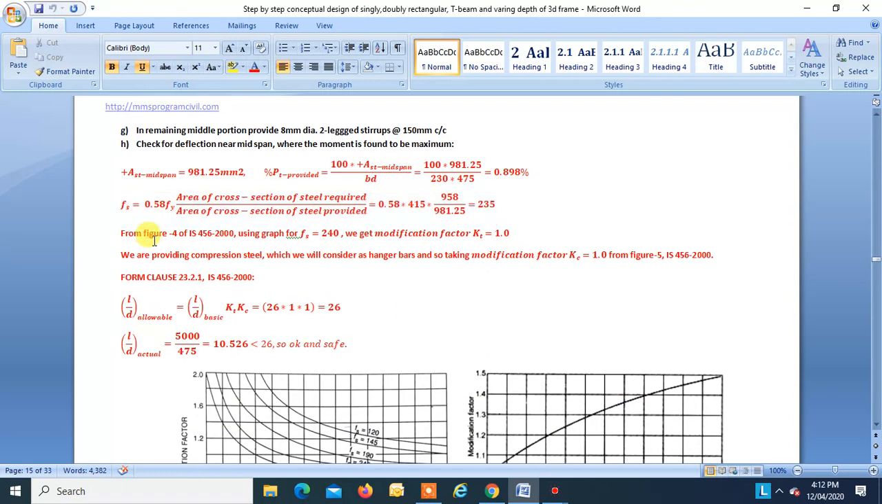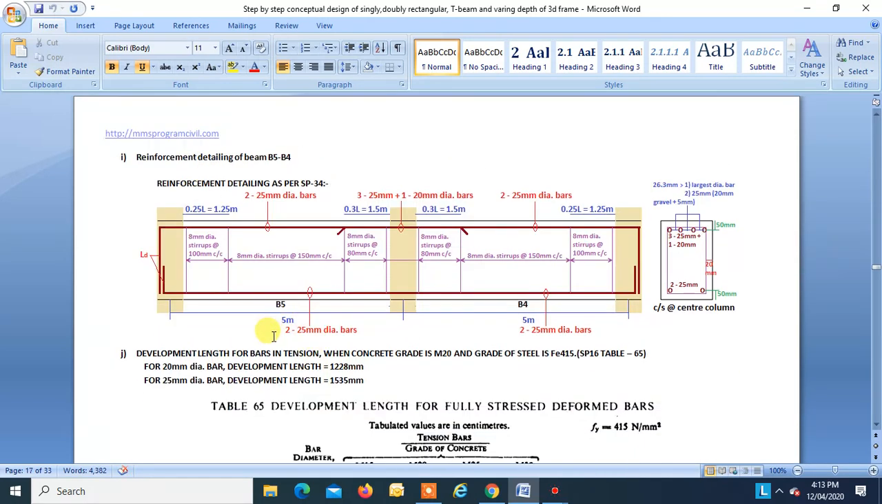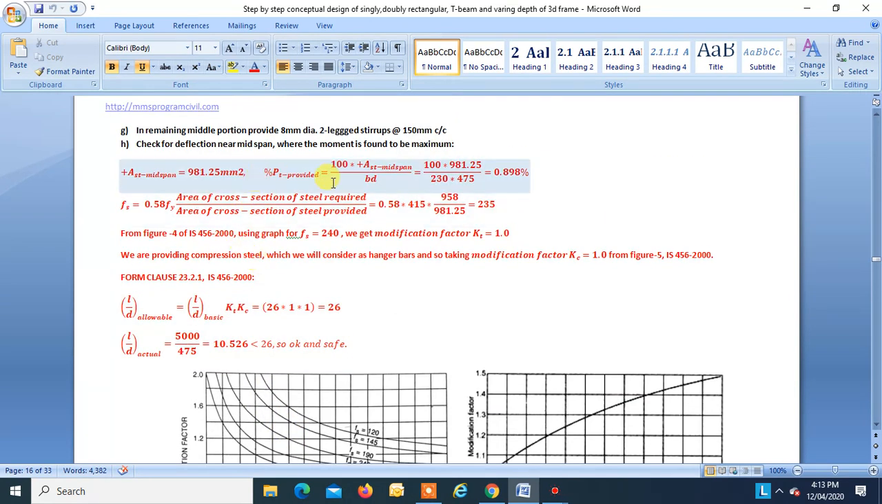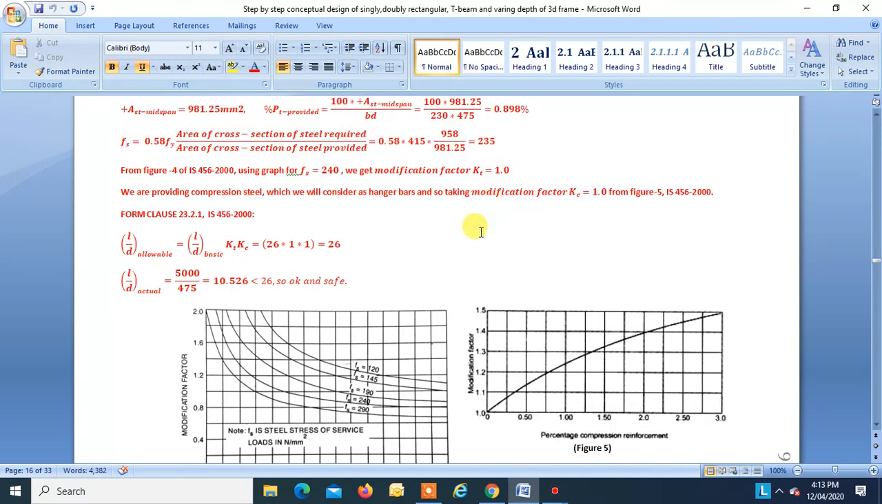Now check for deflection. We will check the deflection near the midspan where the positive moment is maximum. The positive steel provided is 981.25, that is 225 mm diameter. So PT corresponding is 0.898. Fs is found to be 235. There is no graph for 235, so we will take the graph for a larger value of Fs, that is 240, and find KT.